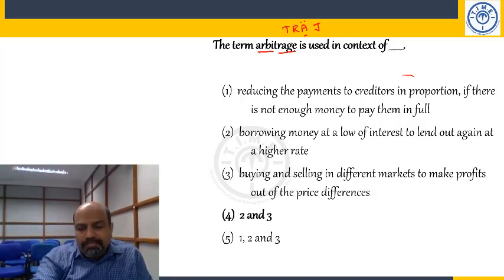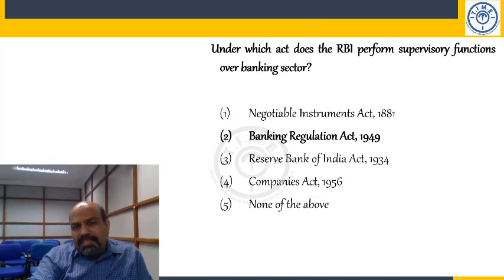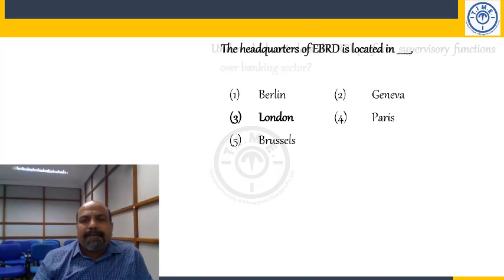Okay. Under which act does the RBI perform supervisory functions over banking sector? Banking Regulation Act 1949. There's nothing to discuss here. Okay, it's a little dull question.